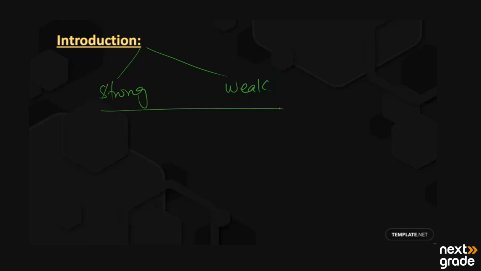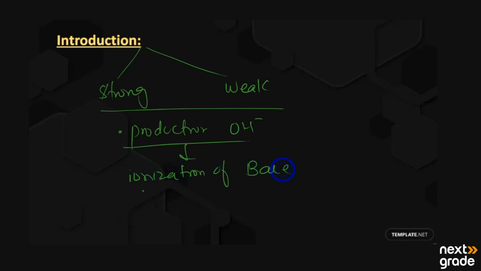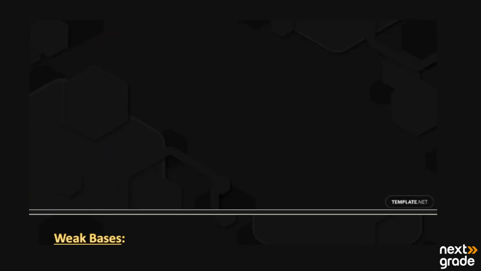All these strengths of bases must be explained on the basis of the production of hydroxide ions, or we can say the ionization of the bases, that is, whether the base is going to be ionized completely or incompletely. So let's have a look. The first form we have is the strong bases.